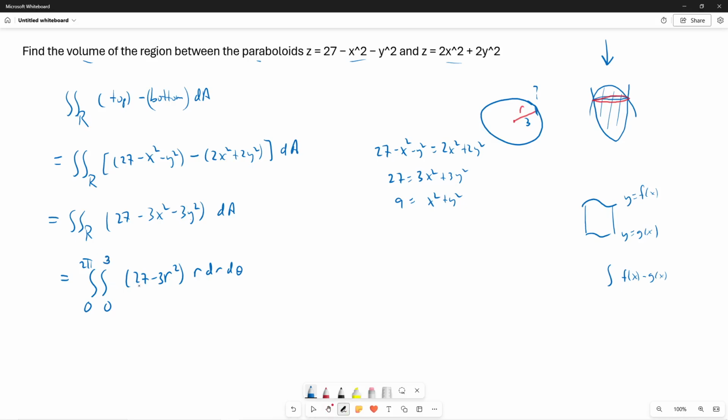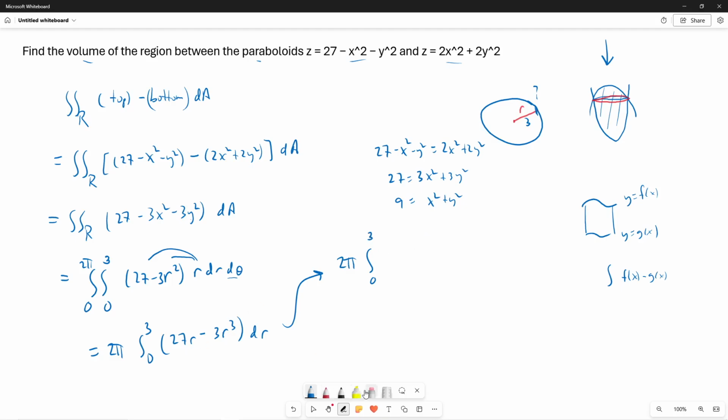Okay, there's no theta at all in this integrand. So the integral from 0 to 2 pi d theta is 2 pi. And then we have the integral from 0 to 3 of, distribute the r, 27r minus 3r cubed dr. So that's our integral. One variable, polynomial, pretty basic. Setting it up is the real challenge.